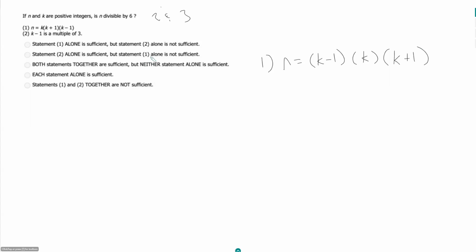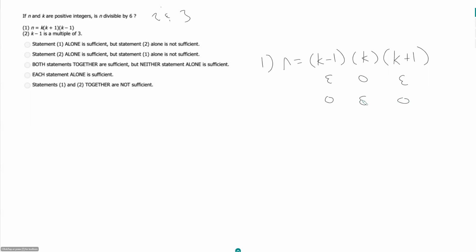So what do I know here? Remember, I need a 2 and a 3 for n to be divisible by 6. How do I get a 2? Well, any even number will give me a 2. And if I have 3 consecutive integers here, that's either going to be an even, an odd, and another even, or it's going to be an odd, an even, and another odd.